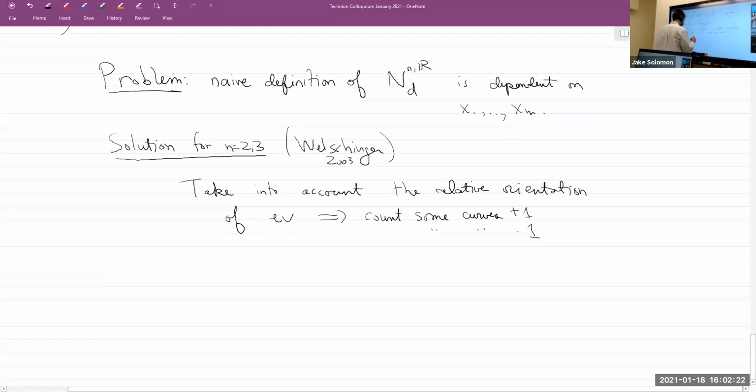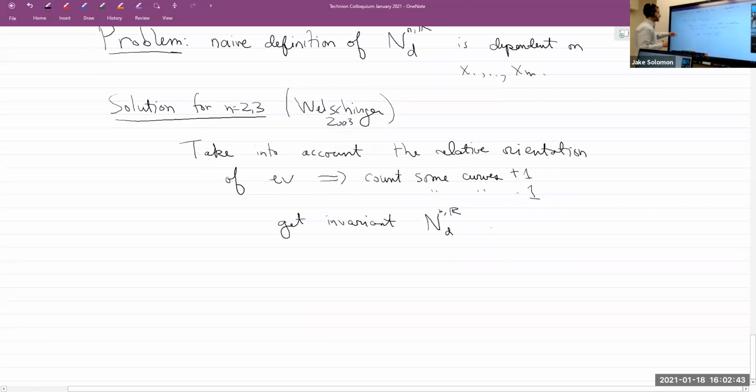So if you take into account the relative orientation, then you get an invariant, which is called the Welschinger invariant. Now for n greater than or equal to 4, however, you need new ideas. This same technique simply has no hope of working.